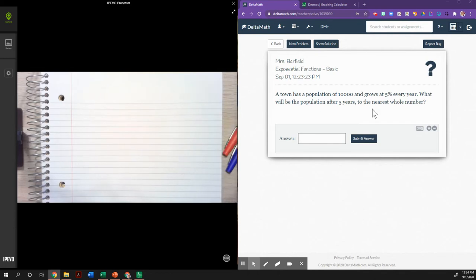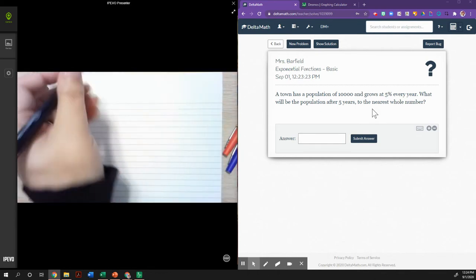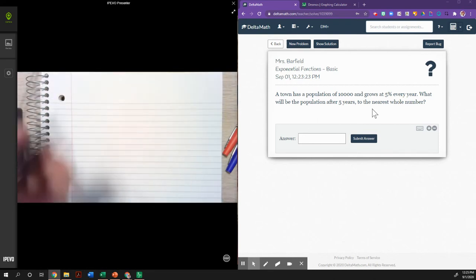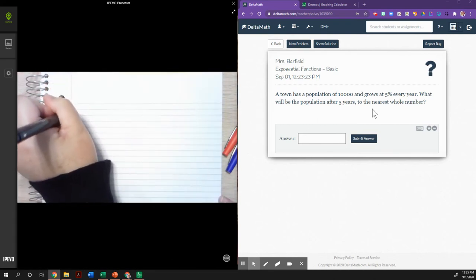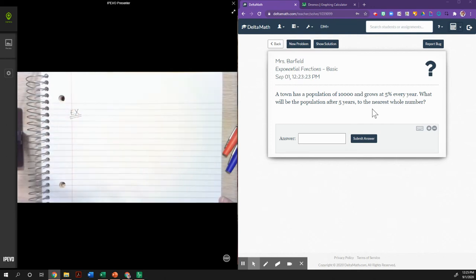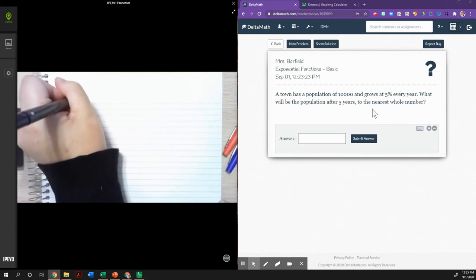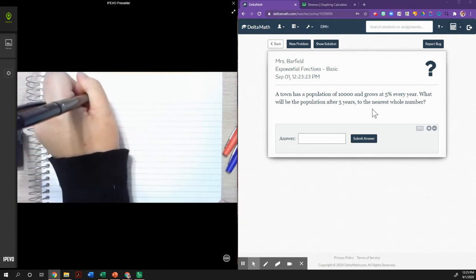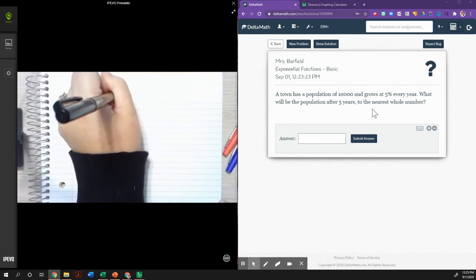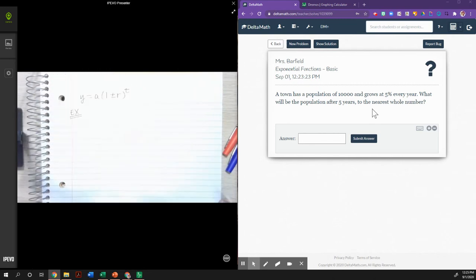So what we're going to be using is an exponential growth or decay model. There was a key word in there, and you probably already know what it was: it said that it grows. The basic form of this formula is y equals a(1 plus or minus r)^t. Like I said in my previous video a couple days ago, you can Google that formula and it'll be presented to you with lots of different letters, but it's the same idea.